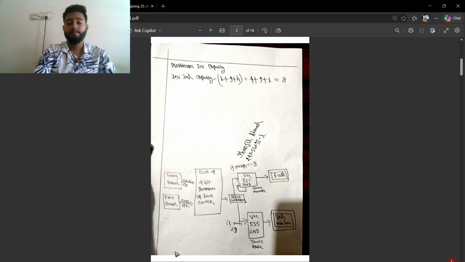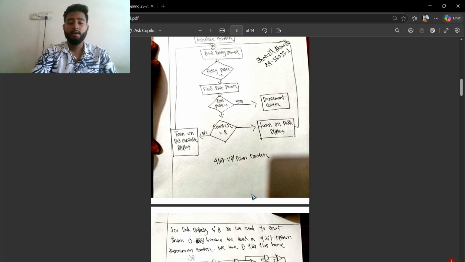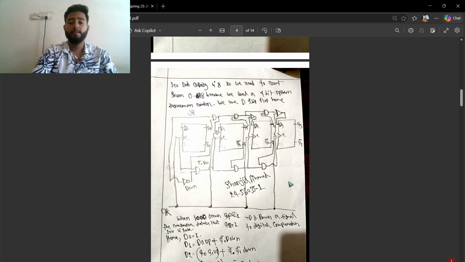This is the block diagram. We use a 4-bit synchronous up-down counter here, and then there is a flow chart of the system. It starts, initializes the counter, and then goes on. Then we design the circuit.